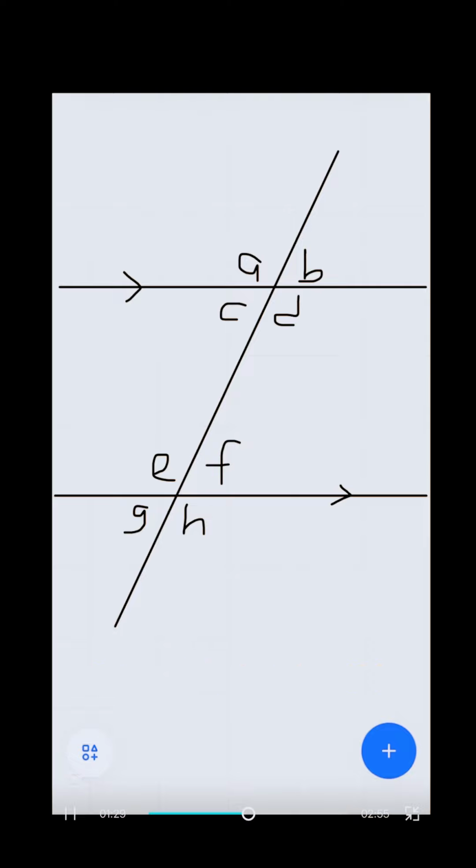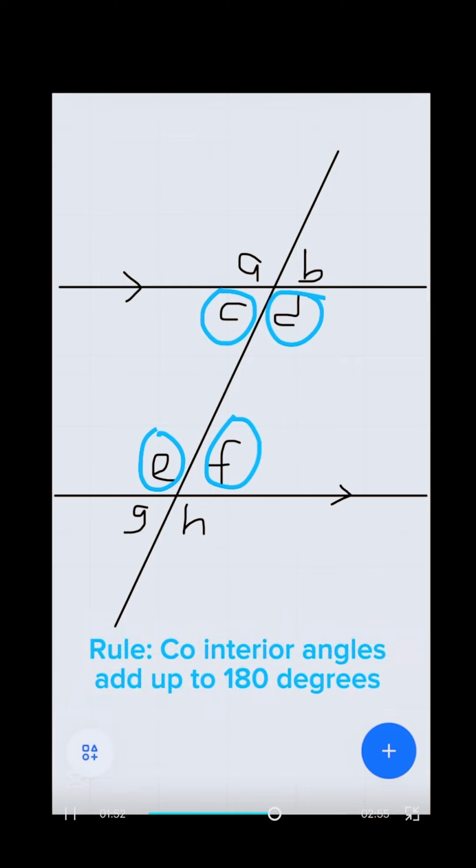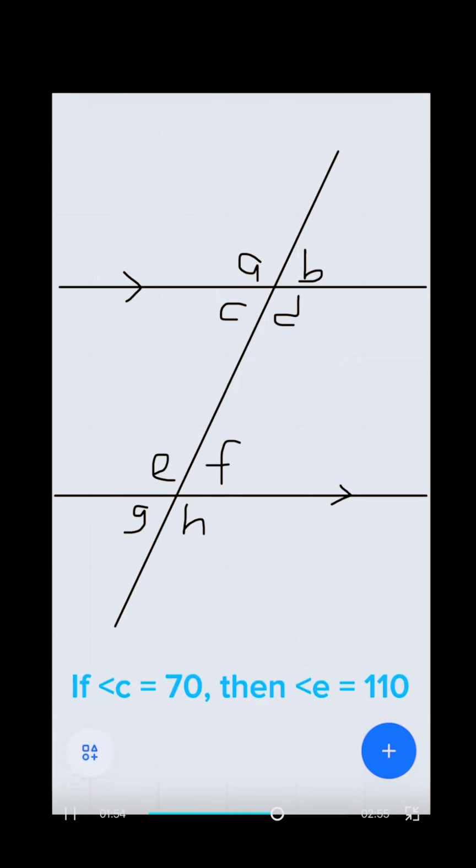Now, let's take a look at co-interior angles. That is, angles between the two parallel lines on the same side of the transversal. The transversal is the line that cuts through the parallel lines. For example, C and E, D and F. These are called co-interior angles. The rule for co-interior angles is that they add up to 180 degrees. So if C is 70 degrees, then E must be 110 degrees. If C is 80 degrees, E must be 100 degrees.